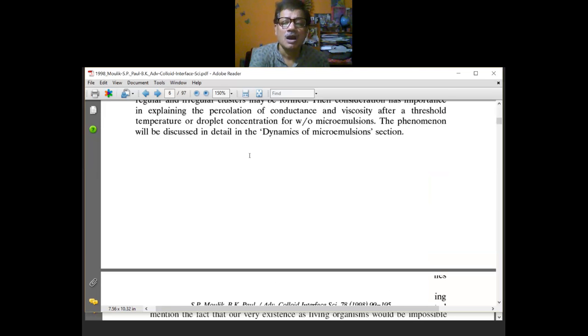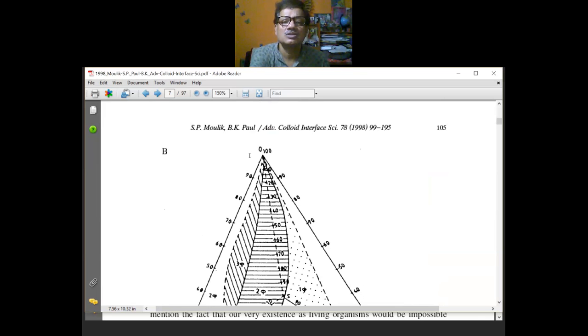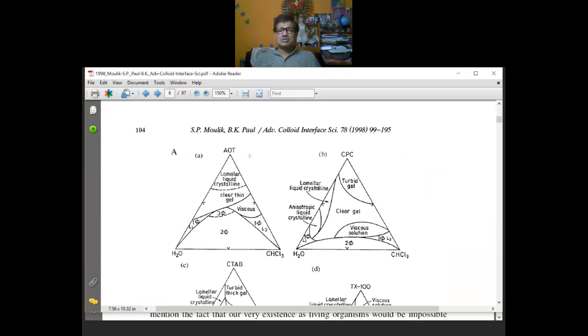Now how would I know whether this is type 1 or 2 or 3 or 4? Usually, those who work with microemulsions first consider a phase diagram, a ternary phase diagram. This is called the Gibbs ternary phase diagram.